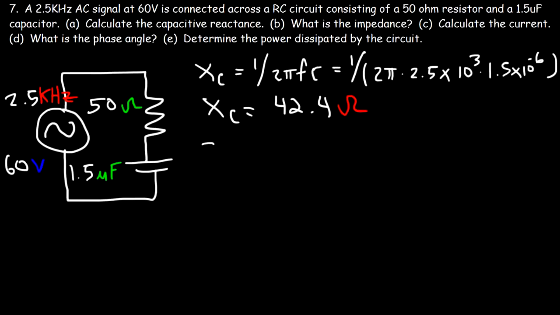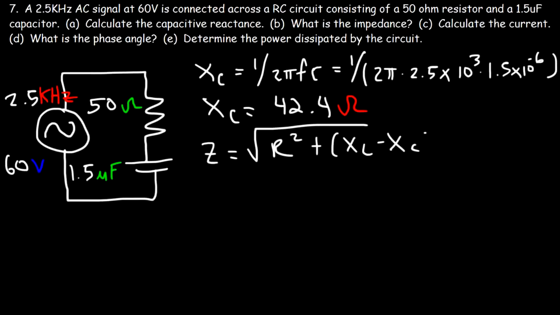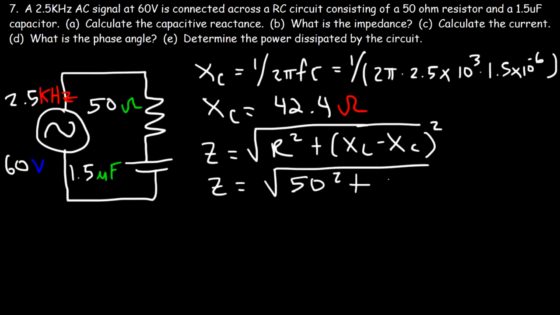Now let's calculate the impedance. So the equation is the square root of R squared plus XL minus XC squared. In this problem, XL is 0, there's no inductor. So it's just going to be the square root of 50 squared plus 0 minus 42.4 squared. But once you square it, the negative sign will disappear. So the impedance is about 65.6 ohms.